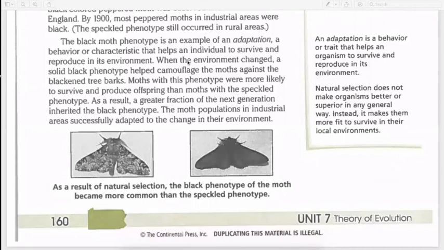When the environment changed, a solid black phenotype helped camouflage the moth against the blackened tree barks. Moths with this phenotype were more likely to survive and produce offspring than the moths with a speckled phenotype. As a result, a greater fraction of the next generation inherited the black phenotype. The moth population in the industrial area successfully adapted to the change in the environment.